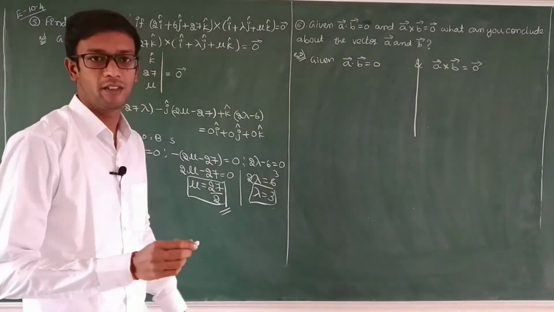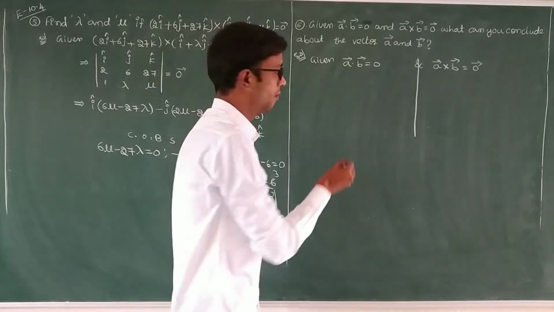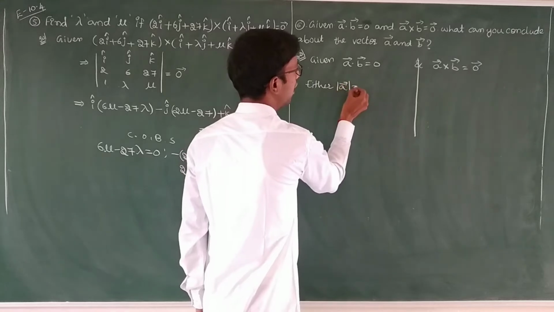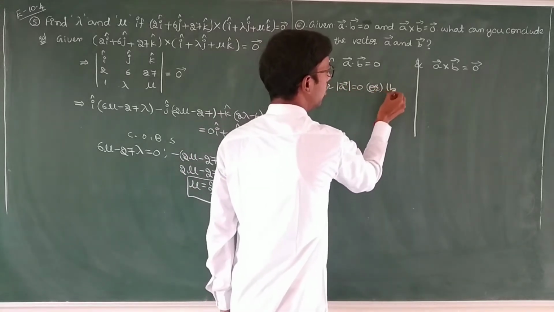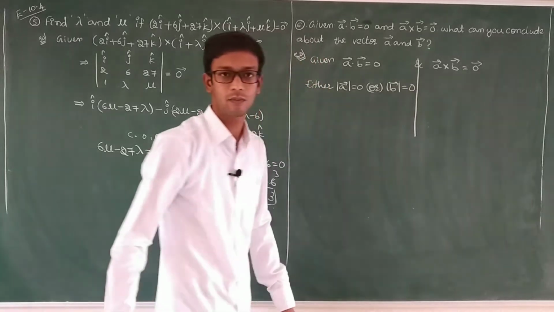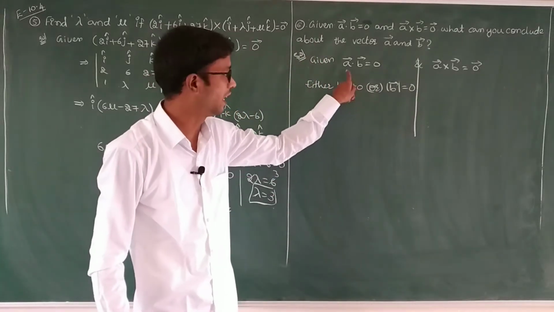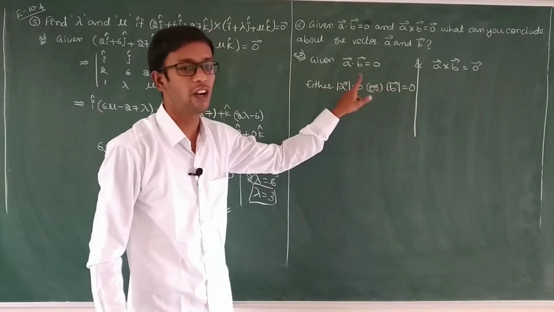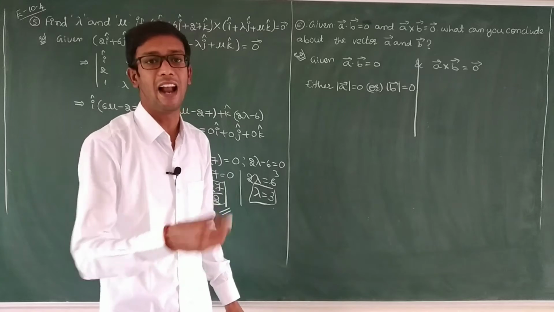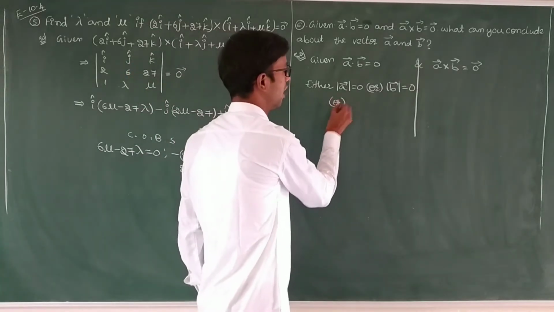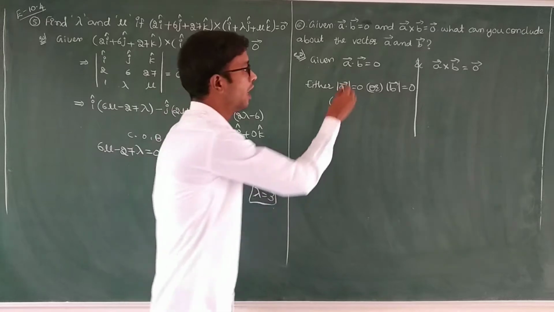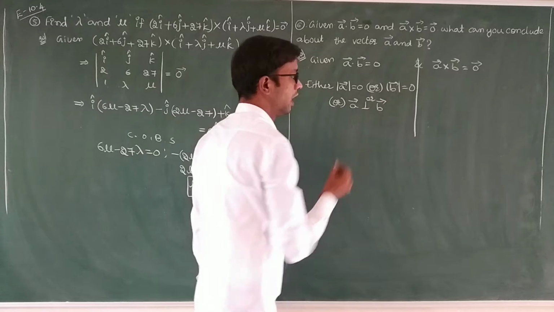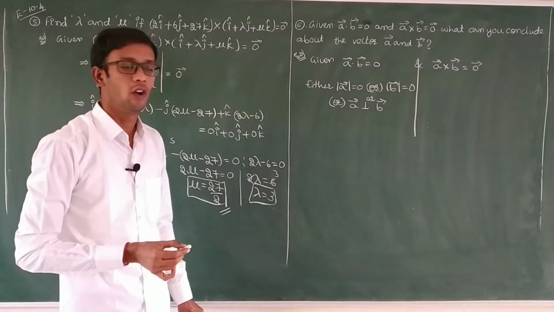So the dot product is 0. Dot product is 0 means either magnitude of a bar equal to 0 or magnitude of b bar equal to 0, that is, any one is a 0 vector. Meaning a bar is a 0 vector or b bar is a 0 vector. Dot product is 0, and another condition also there: if they are non-zero vectors and the dot product is 0, it means a bar is perpendicular to b bar.